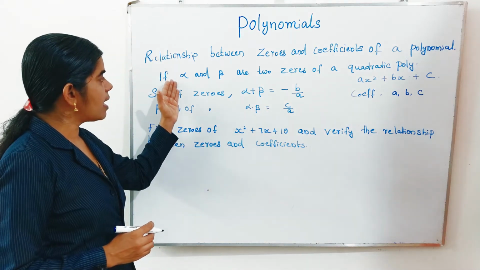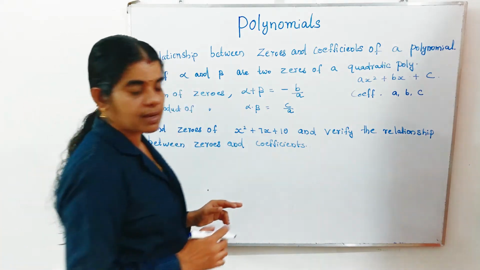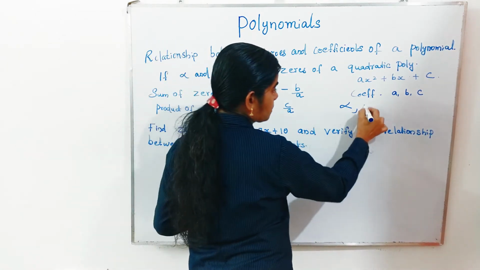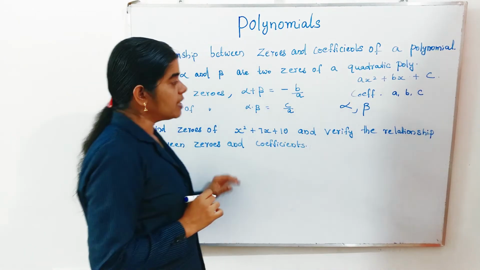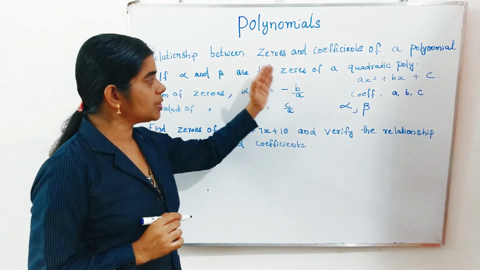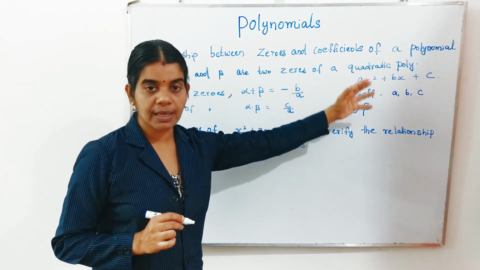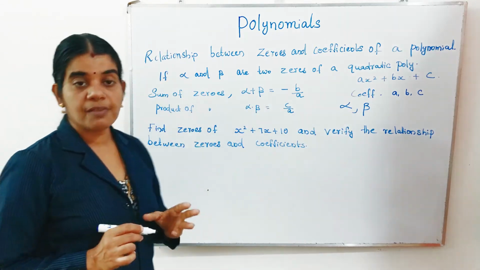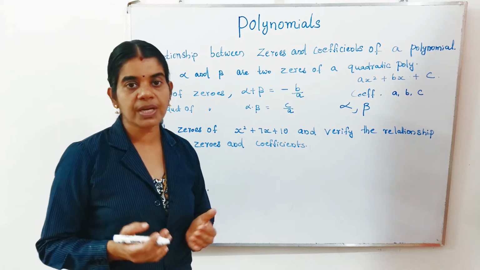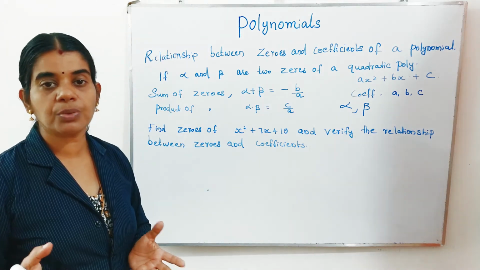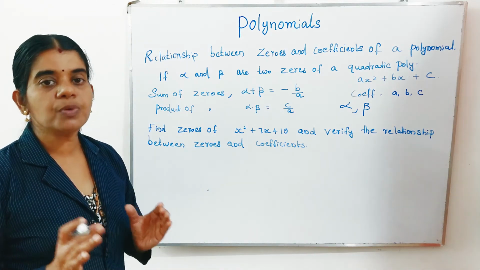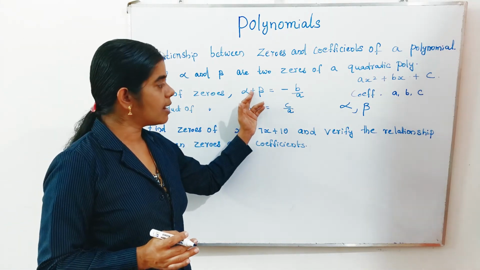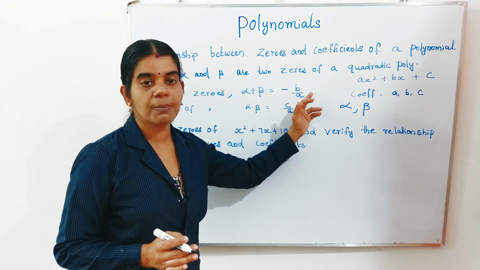And we are taking alpha and beta. If alpha and beta are two zeros of a quadratic polynomial ax square plus bx plus c, then the sum of zeros, alpha and beta are the zeros. Just we are giving general numbers. Sometimes it may be 2 and 3, like that. Then the sum of the zeros, you want to learn by heart this: alpha plus beta is equal to minus b by a.